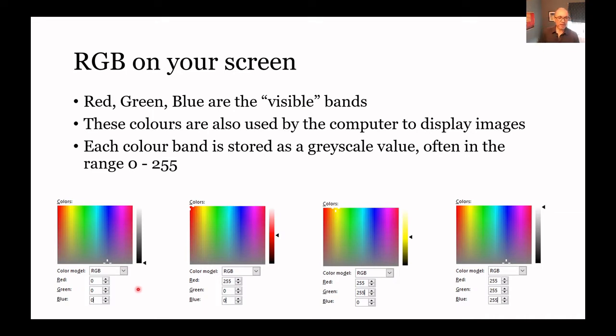So if all three bands are set to 0, your screen will appear black, or a particular pixel on your screen will appear black. Like one of the pixels in this G, these all have a value of 0, 0, 0. 0 in the red, 0 in the green, 0 in the blue. So it ends up looking black.